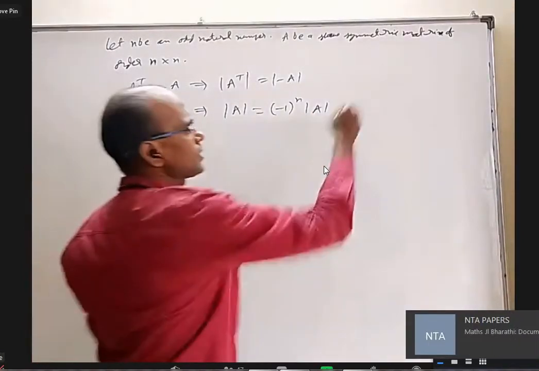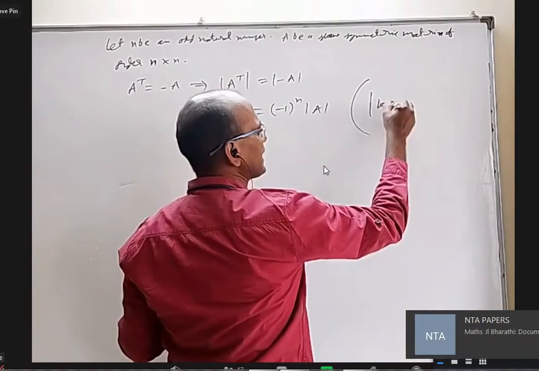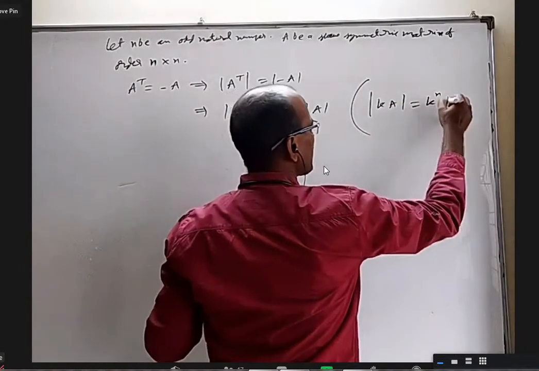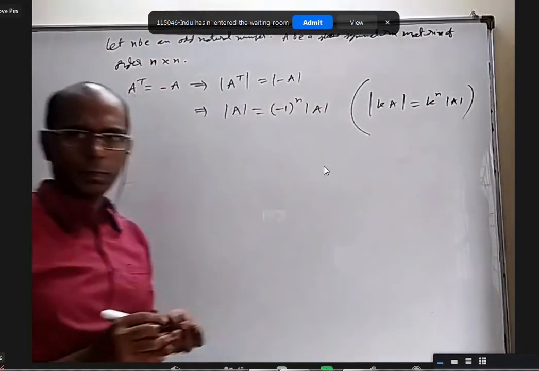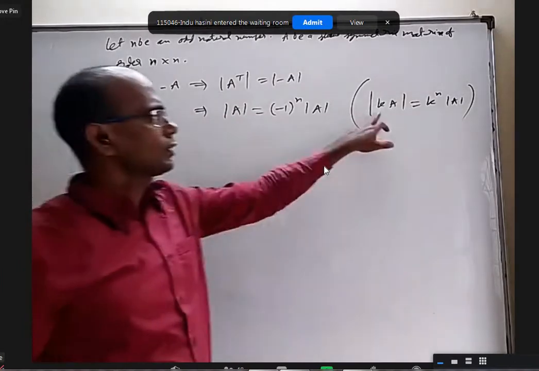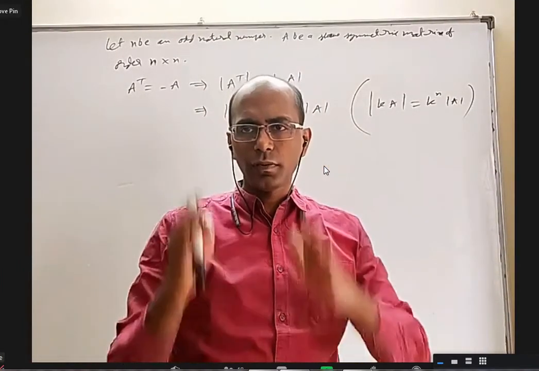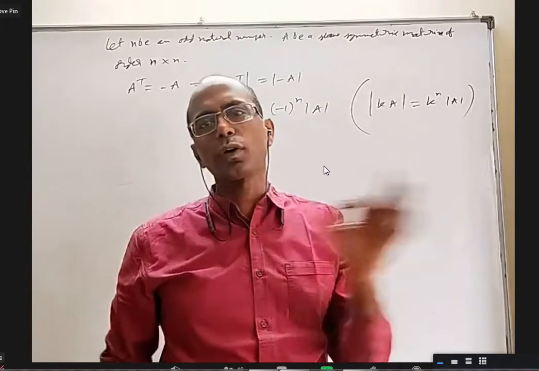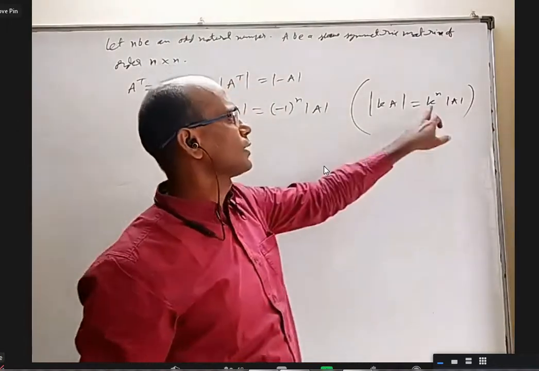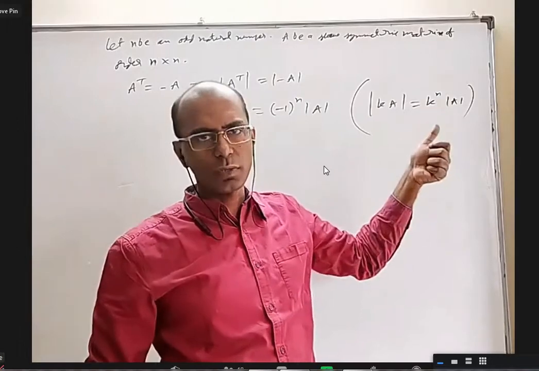Why I am writing this is, all of you know the determinant of kA is k power n into det A. Because in matrix multiplication, kA means each and every element is multiplied with k. But when I take the det, in each row k will come common, like that n times. That's why it is k power n into det A. We discussed that formula.